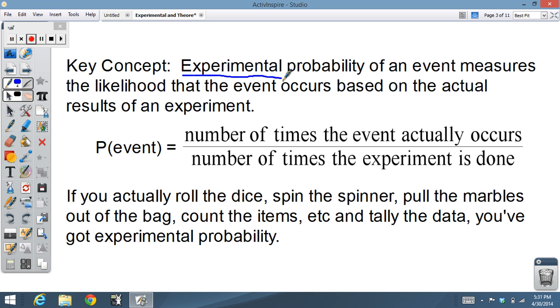Experimental probability. That means you're actually going to do the work. You are actually going to measure the outcomes over a certain number of times. So experimental probability of an event measures the likelihood that that event occurs based on the actual results of an experiment. So if you're actually rolling the dice, spinning a spinner, pulling marbles out of a bag, counting items, etc., and you tally the data, what you've got is experimental probability. That probability is the number of times the event actually occurs compared to the number of times you did the experiment. I'll give you an example a little bit later on.